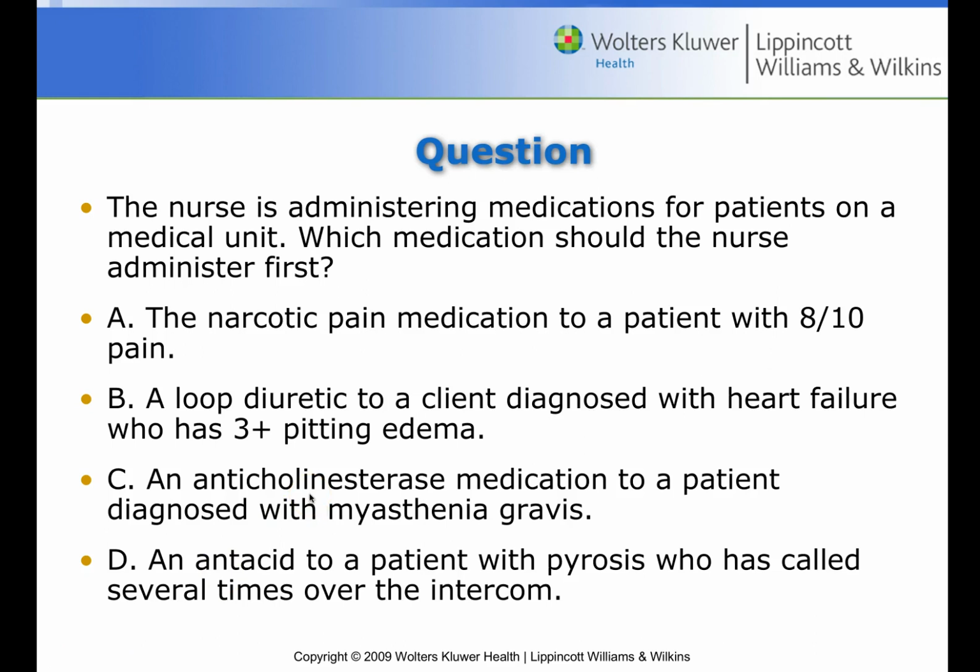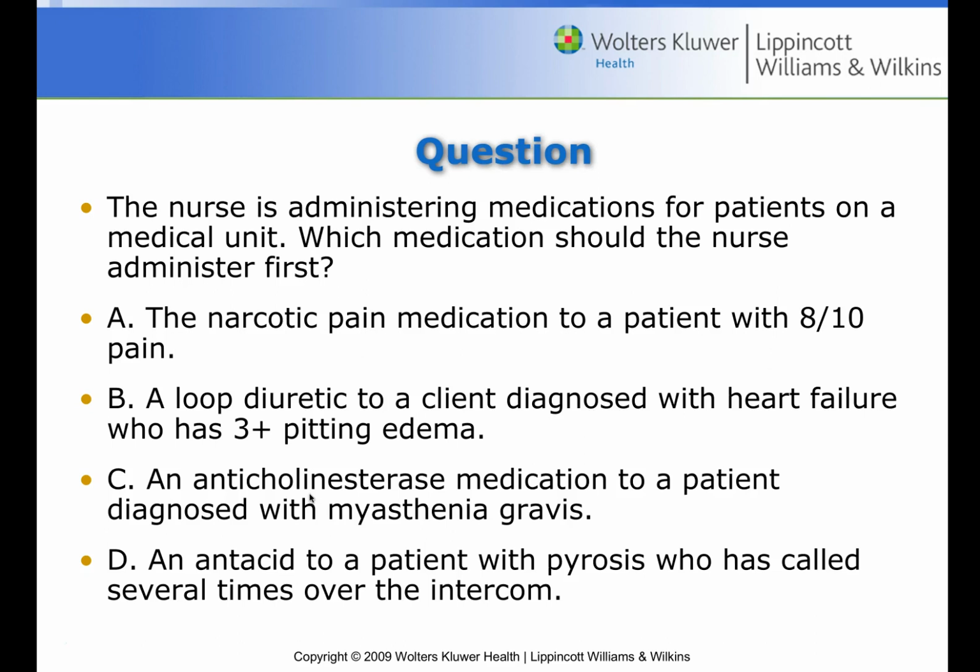The nurse is administering medication for patients on a medical unit. Which medication should the nurse administer first? A, a narcotic pain medicine to a patient with pain of 8 to 10; B, a loop diuretic to a client diagnosed with heart failure who has 3+ pitting edema; C, an anticholinesterase medication to a patient diagnosed with myasthenia gravis; or D, an antacid to a patient with pyrosis who has called several times over the intercom. In case you're wondering, D is the squeaky wheel.